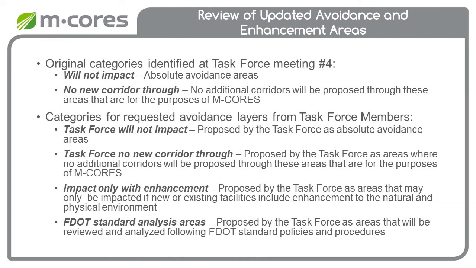As presented at Task Force Meeting number 4, the original categories used to develop the preliminary avoidance graphics were: will not impact. These are areas that have been identified as absolute avoidance areas. No new corridor through. These areas have been identified as areas where existing facilities, federal, state, and local, or approved or ongoing PD&E studies can be utilized to maintain the department's work program or be reevaluated to be repurposed for the use of MCORS only if they meet the task force identified guiding principles. No additional corridors will be proposed through these areas that are for the purposes of MCORS.